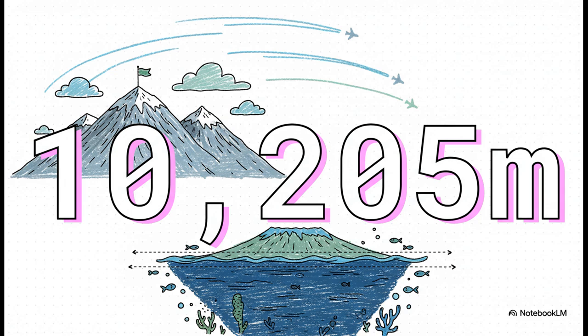Okay, get ready for this, because it's a mind-blowing fact. We all know Mount Everest is the highest mountain above sea level, right? But the tallest mountain from its base all the way to its peak is actually Mauna Kea in Hawaii. Most of its massive 10,205-meter height is totally hidden underneath the Pacific Ocean.